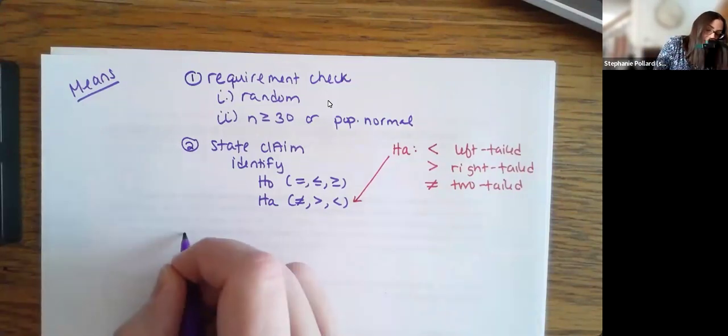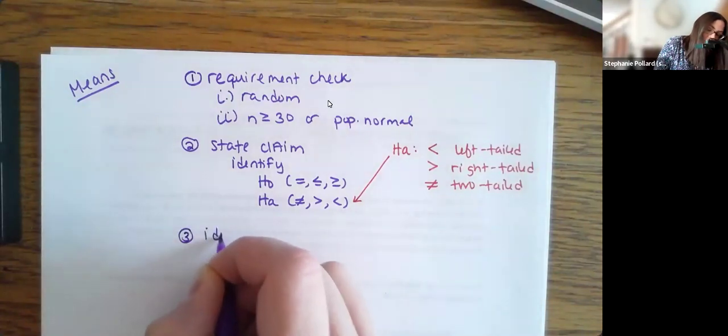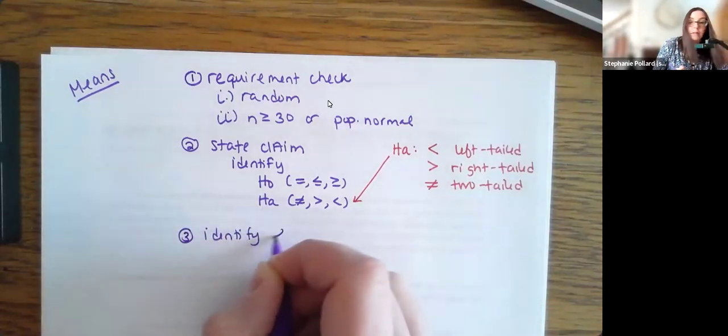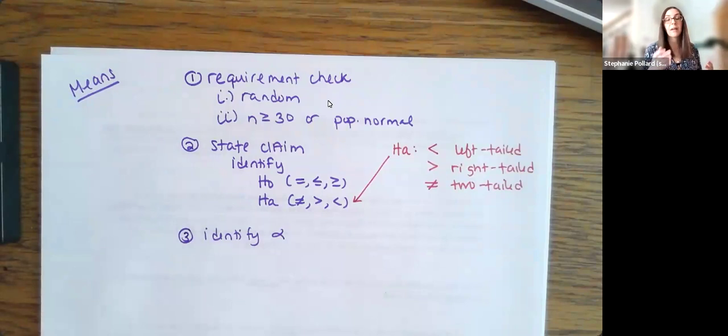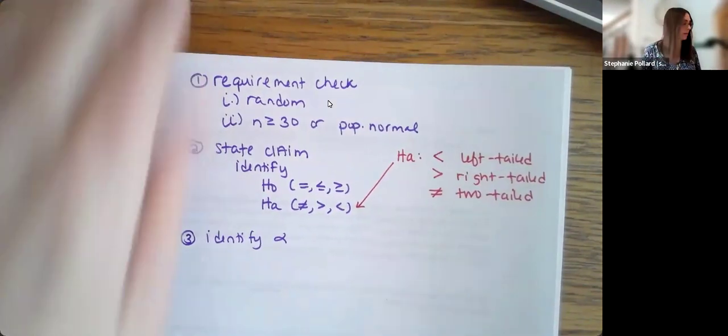And then the third thing you want to do is make sure that you identify your alpha, right? So what is alpha going to be? In our homework, it's going to give you alpha. In the real world, you'd be able to choose that as a research team, etc.